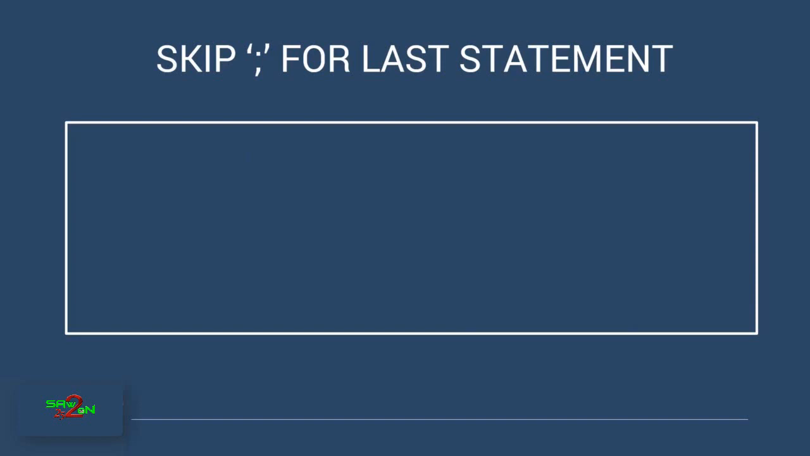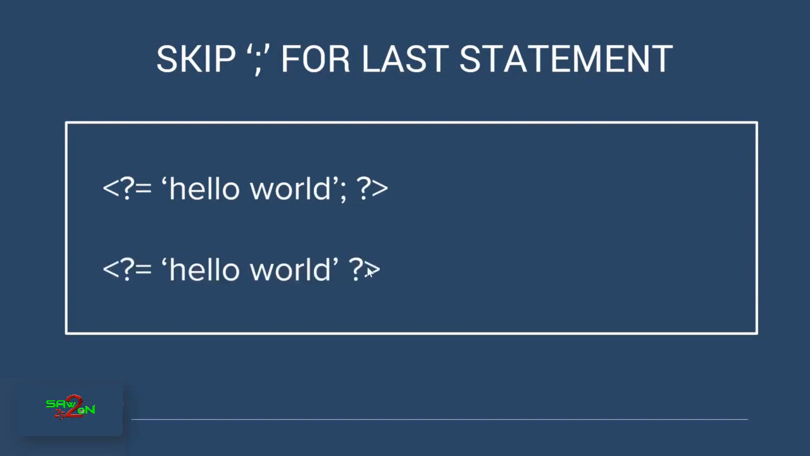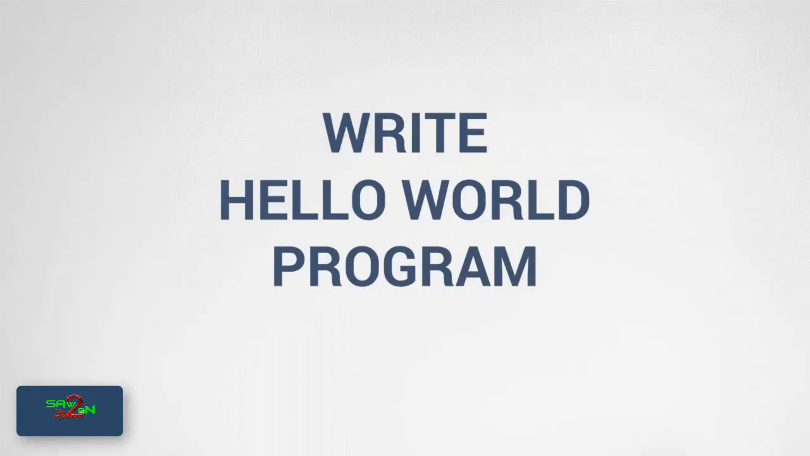So next is the semicolon. It's kind of tricky. You need to remember that you can skip the semicolon for the last statement. So if you're writing a semicolon here, it's fine. If it's the last statement, meaning before the closing tag, then you don't need to mention a semicolon. So we'll look into all these examples. So let's start and write one simple hello world program.